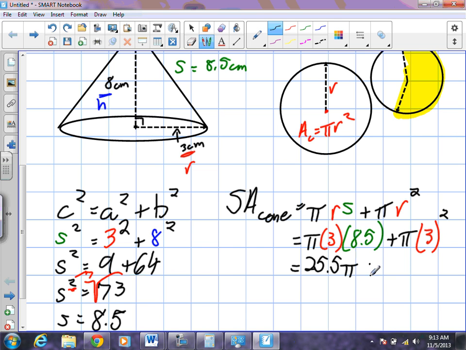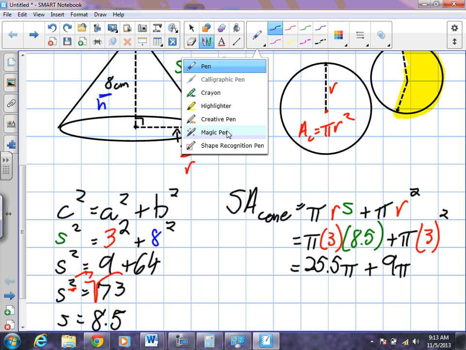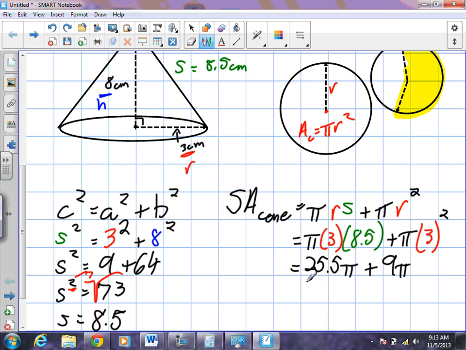plus, what is 3 squared? 9 pi. Now, I'm going to show you a trick here. Instead of doing this twice, I can calculate this part, 25.5 times pi, plus 9 times pi. I want you guys to think of pi, though it's a constant, as if it stands for a variable. I can put these together. What if this was x? Can I combine these like terms? Yeah, so these are technically like terms.